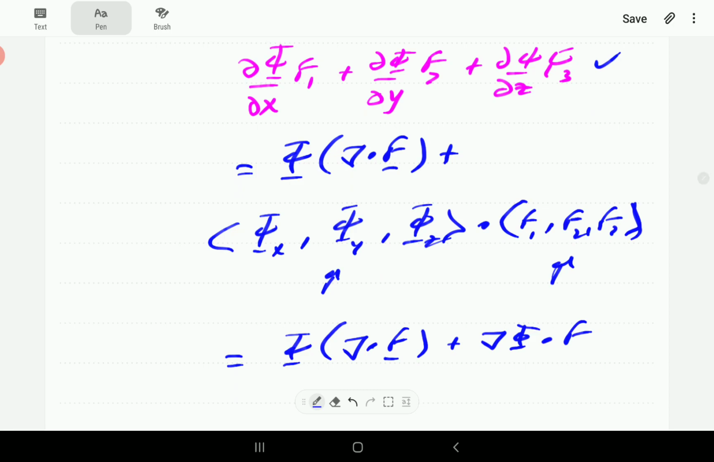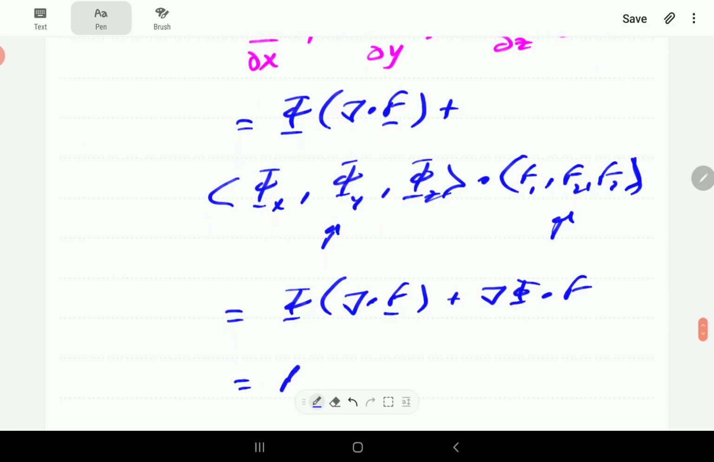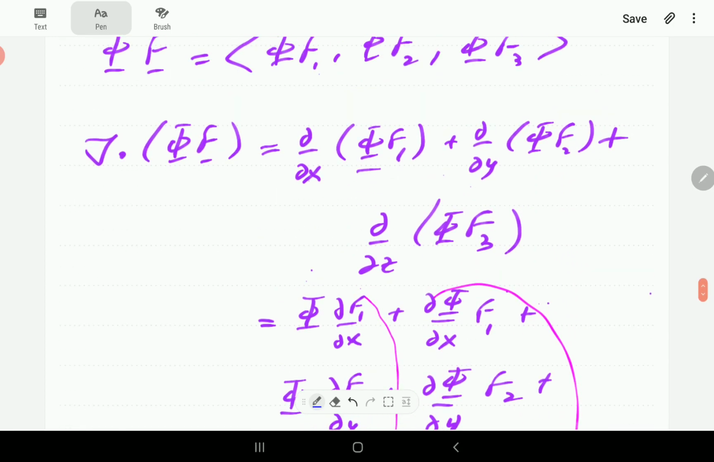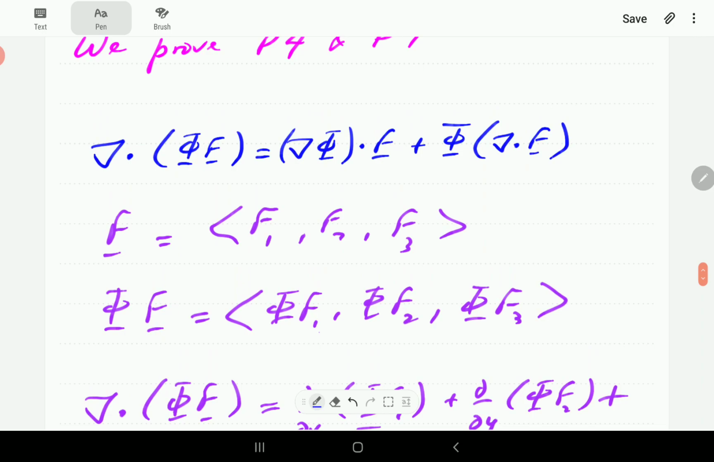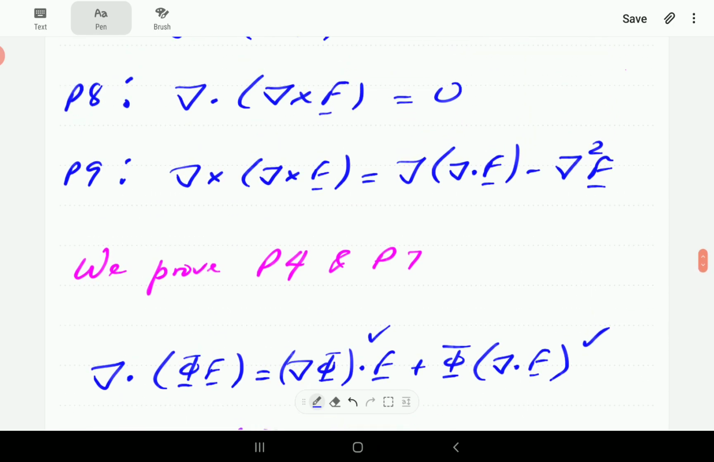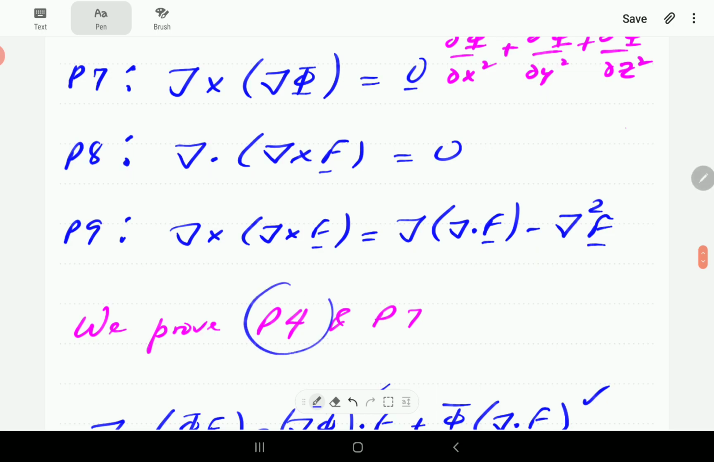Okay, and this is actually the right hand side of the formula we are trying to prove. So here is the first term that we have below, and here is the second term. We've got grad phi dot f. So that's the proof for property number 4.